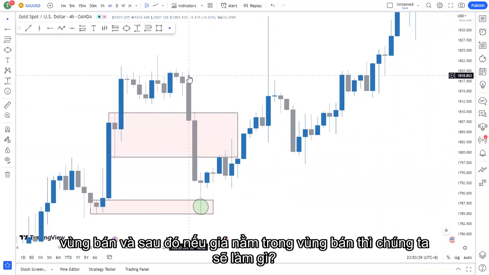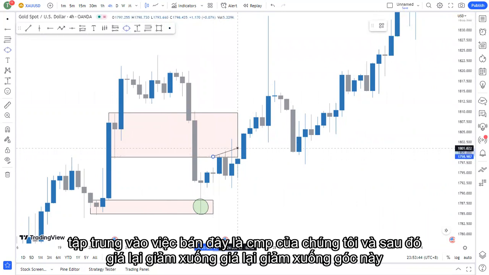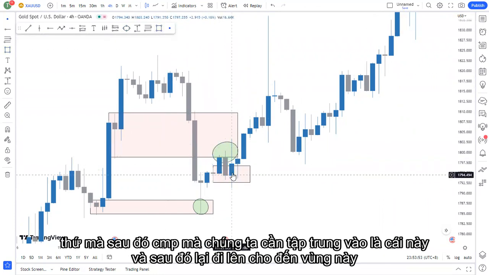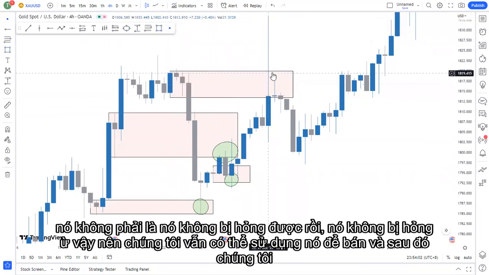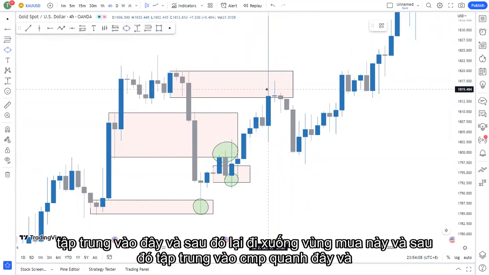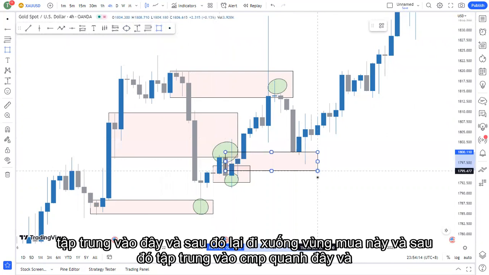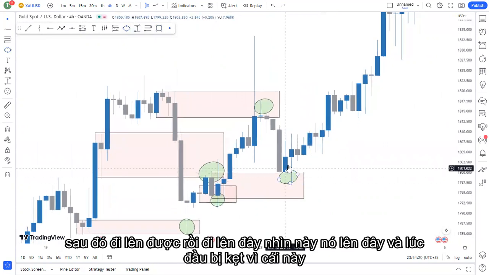And then if the price is in the sell zone, what are we going to do? We're going to focus on sell. This is our CMP. And then the price goes down again. The price went down to this engulfing buy, and then the CMP that we need to focus on is this. And then went up again until this zone. It's not broken, okay? So we can still use it for sell, and then we focus here, and then went down again to this buy zone, and then focus on the CMP around here, and then went up.